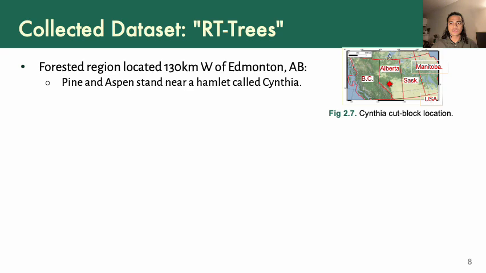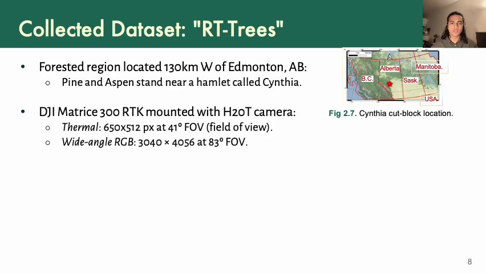In this work, we additionally prepared and released a large-scale dataset of registered RGB thermal drone imagery, which we call RT trees. We use this dataset to train ShadowSense and evaluate performance as well. The data was collected from a cut block in a mixed forest stand in Alberta, Canada, as shown in this figure on the top right over here. And we used a DJI M300 drone mounted with an H20T sensor that takes both thermal and wide-angle RGB images.